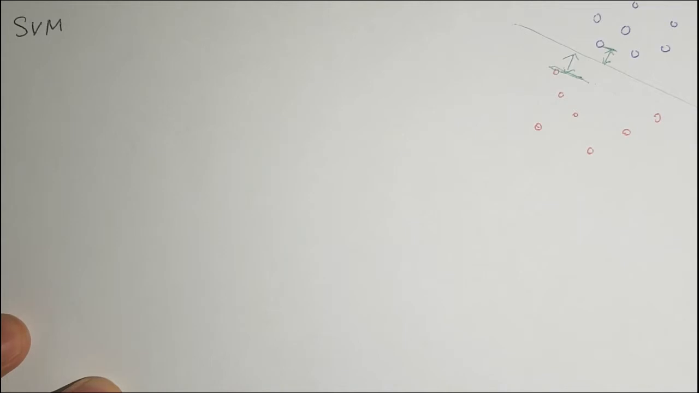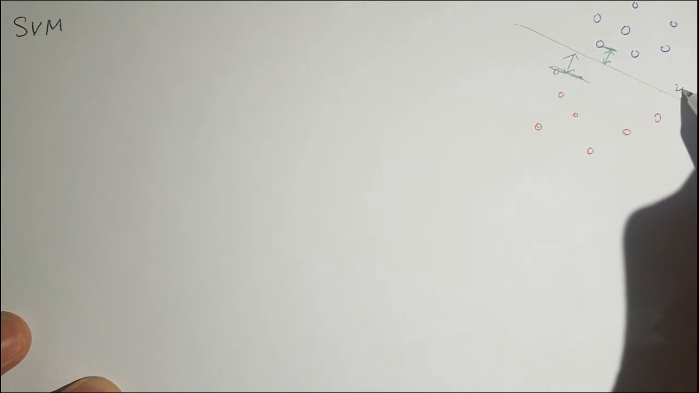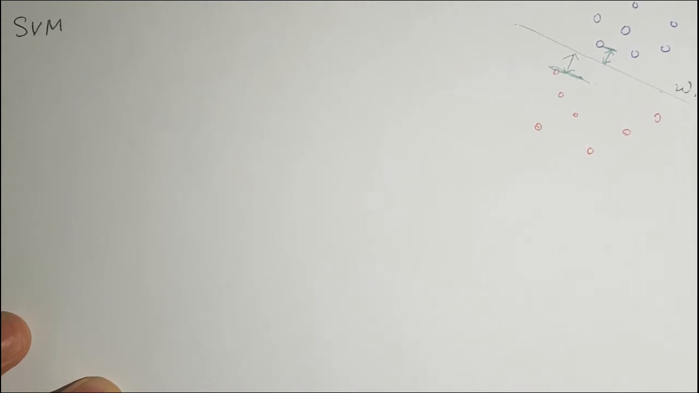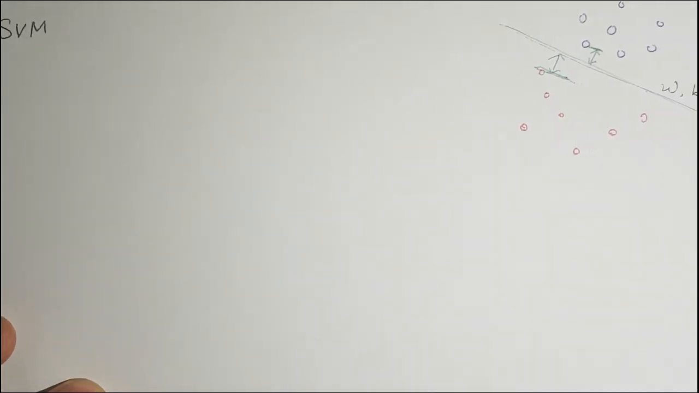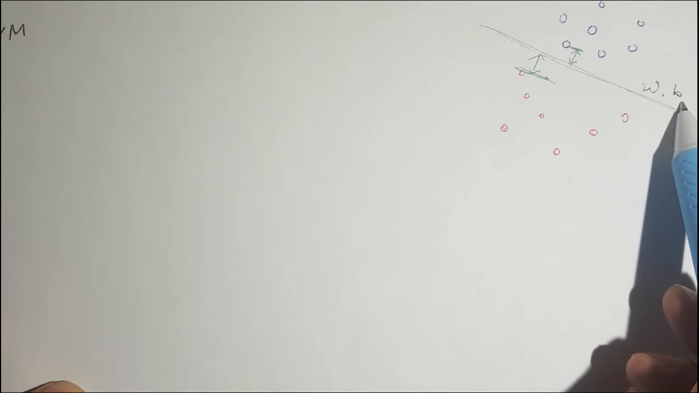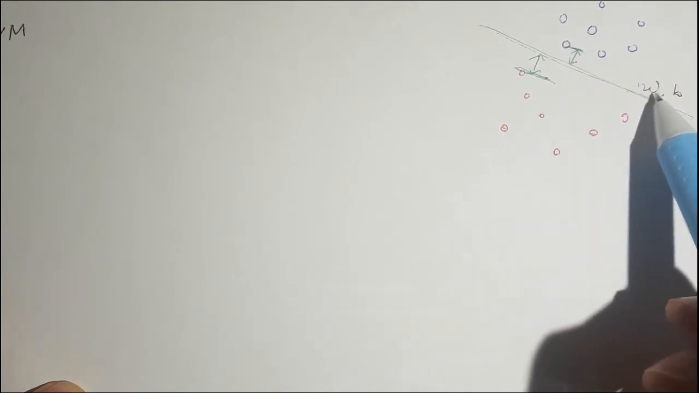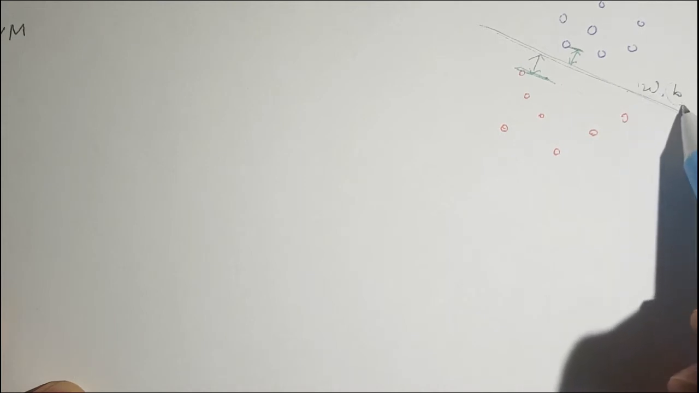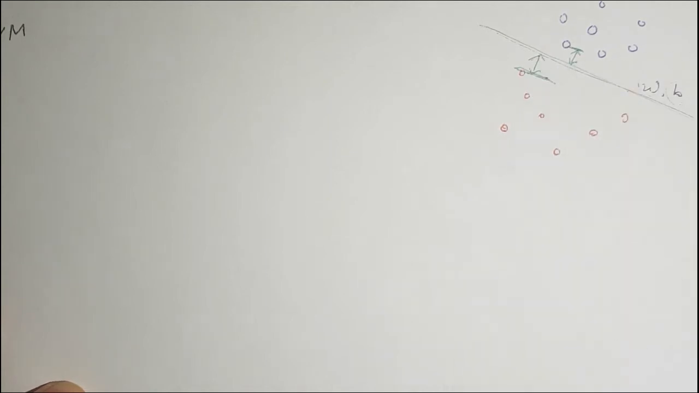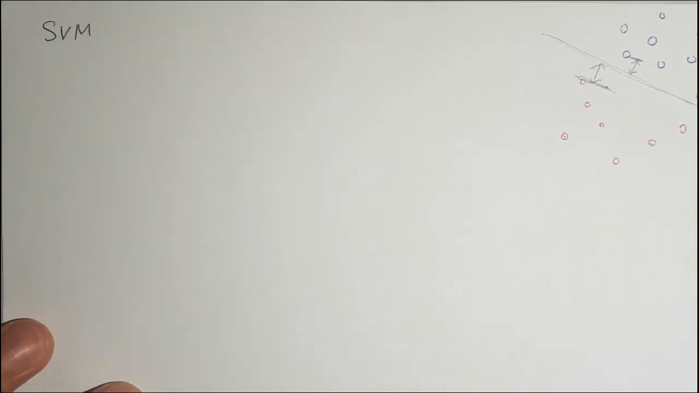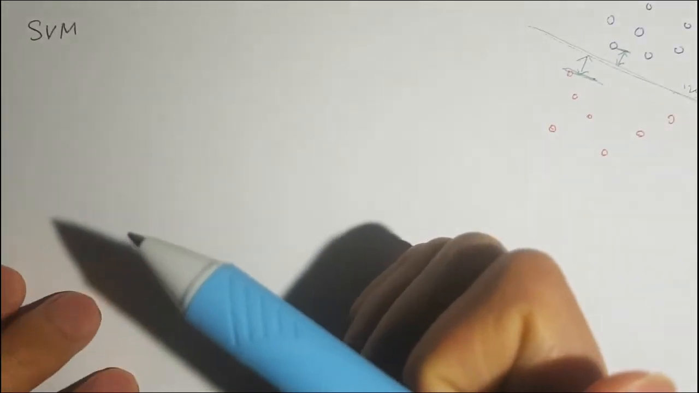So this algorithm is just to find some hyperparameters of weight and bias. If this hyperplane has this weight and bias, then we are trying to find the best weight and bias which maximize this margin, this distance. Alright, so I'm going to derive SVM with some math, but it will be really simple.